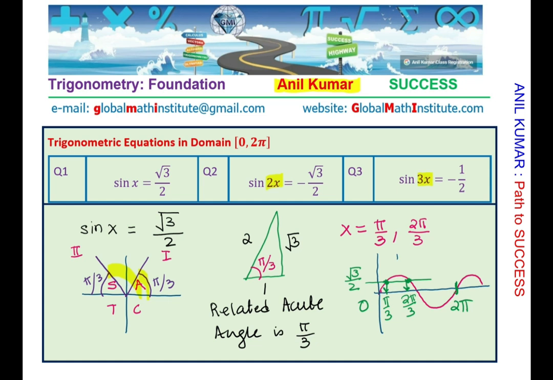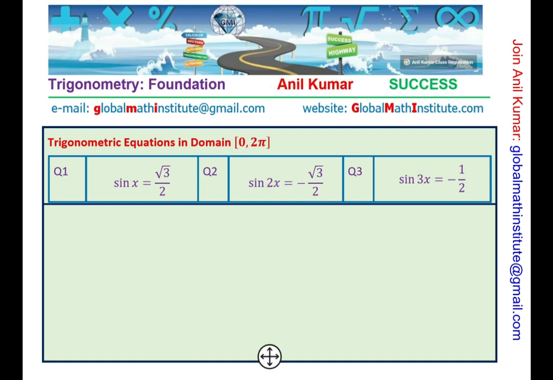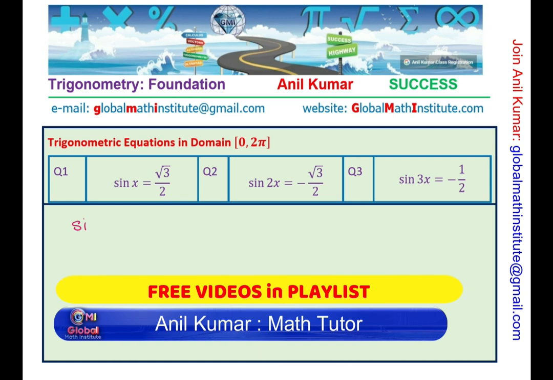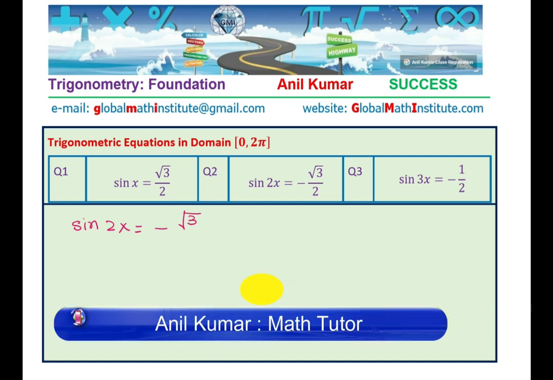Now let's see how we use this concept in finding when sin of 2x equals minus square root 3 by 2. Let's use another page to get to this solution. So the problem which we are going to solve is sin 2x equals negative square root 3 by 2.